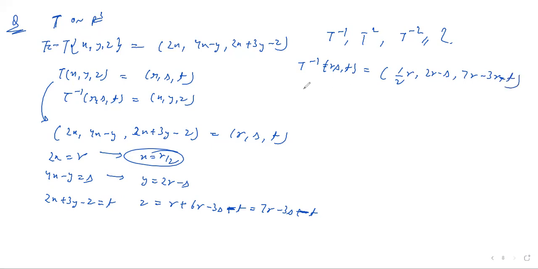Okay, and I can also write it as T inverse of (x, y, z) equals (1 by 2 x, 2x minus y, 7x minus 3y minus z). Okay, that's how we can find the inverse.